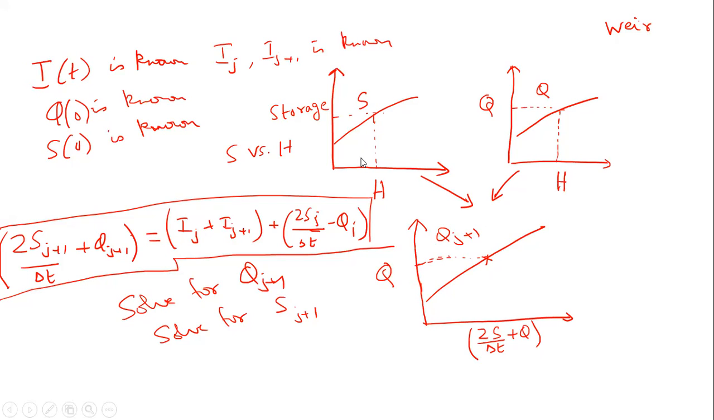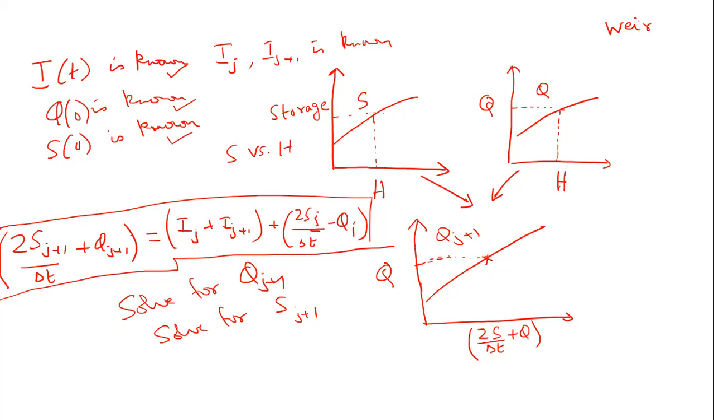So very quick recap of what we did yesterday. We were looking at this idea of routing a flood through a reservoir, and we wanted to understand how to do it using this method, what we call the level pool routing method. So in this level pool routing method, what is known is the inflow coming into the reservoir, I as a function of t. The outflow out of the reservoir at time t equal to 0 is known. The storage at time t equal to 0 is known. So these 3 pieces of information are known.